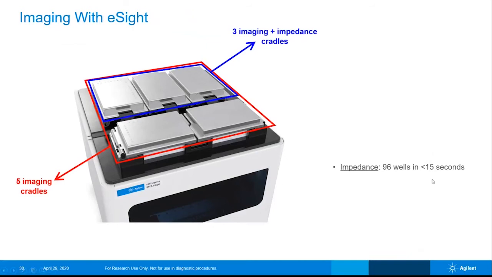It takes about 15 seconds to scan the impedance for an entire plate, or a little bit less than 15 seconds. In terms of imaging, this instrument can use both 10x and 20x objectives. It can acquire bright field images and then also red, green, and blue fluorescence images. And it can generate movies.